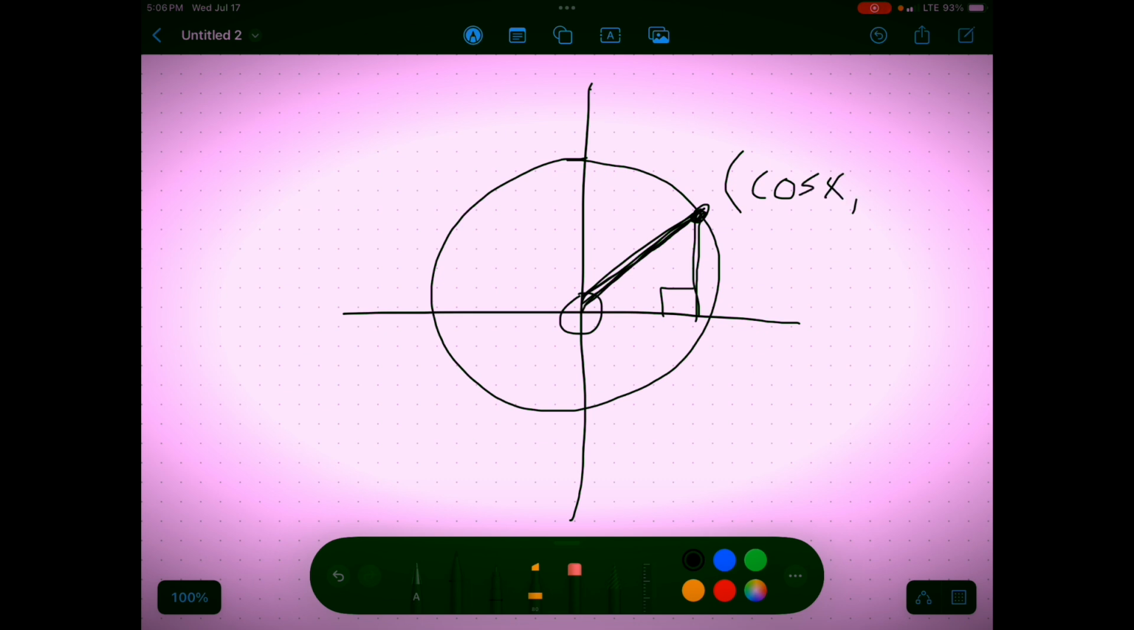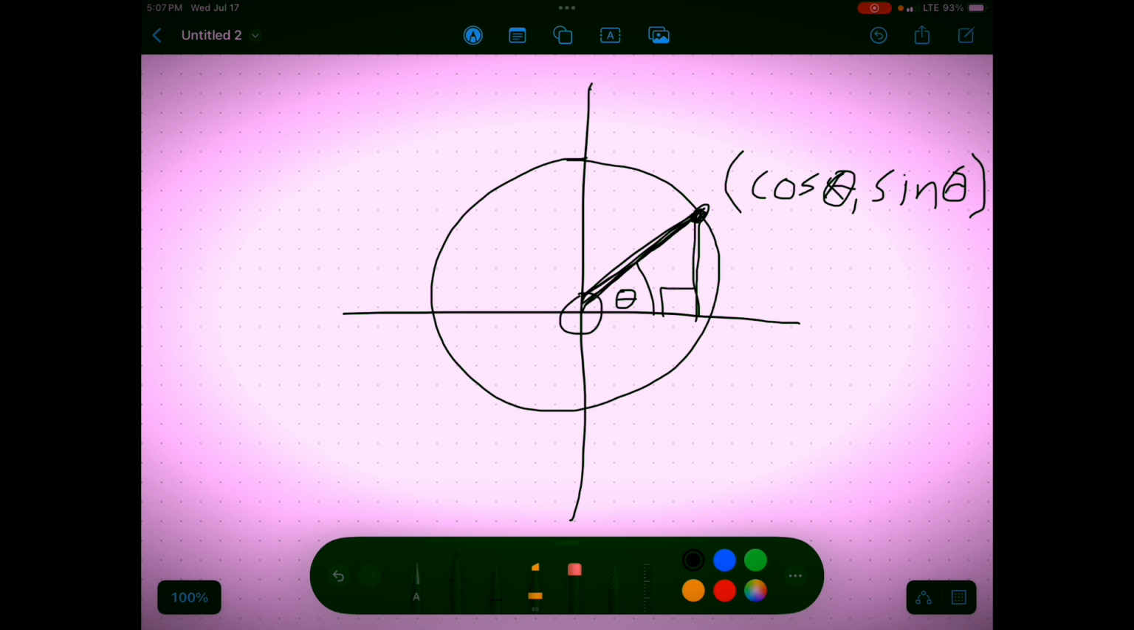The coordinates of the point then are going to be cosine of theta for the x value, silly me, I said cosine of x. Theta is going to be our angle. So x is cosine of theta, and y is sine of theta. And this also has something to do with polar coordinates. Anywho, so we have cosine of theta as our x value, sine of theta as our y value.